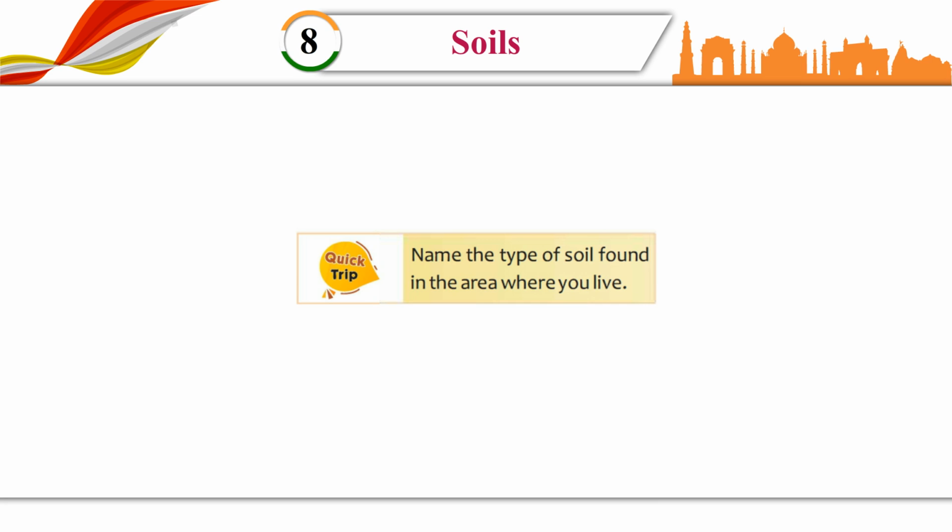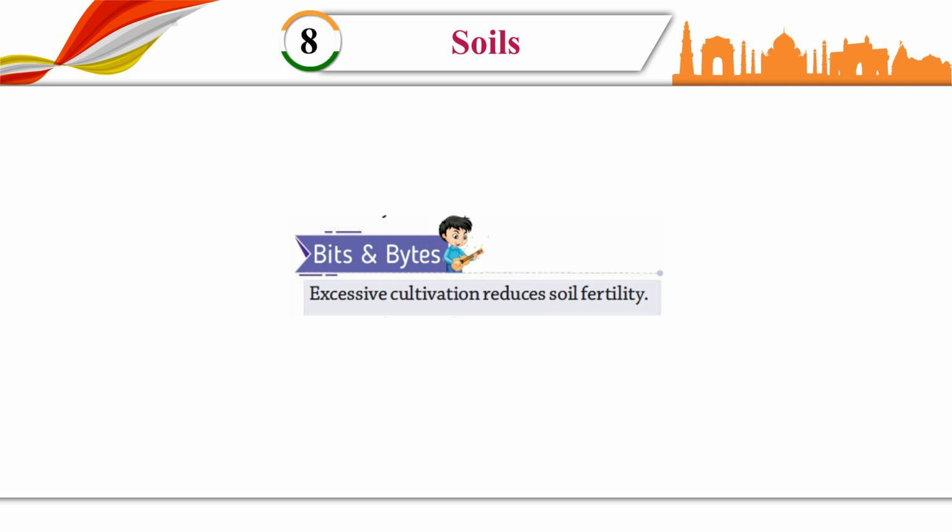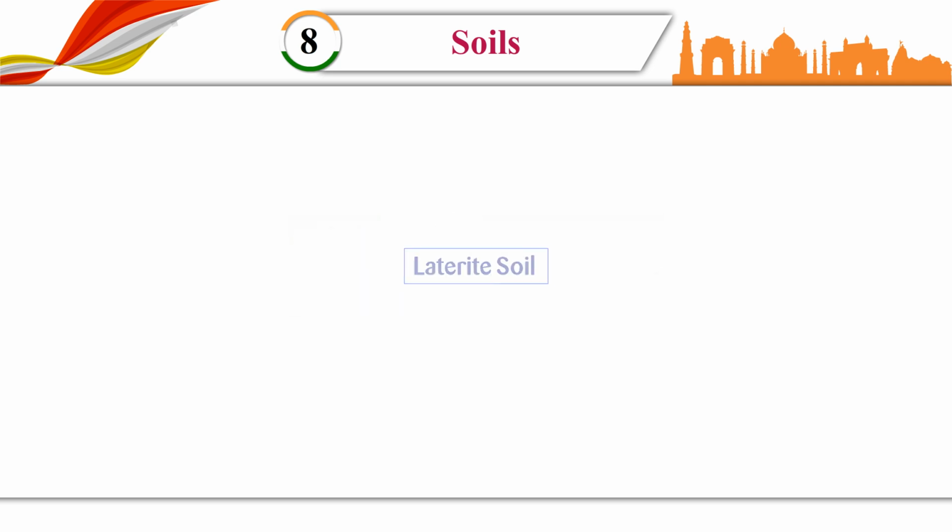Quick tip: name the type of soil found in the area where you live. Bits and bytes: excessive cultivation reduces soil fertility.